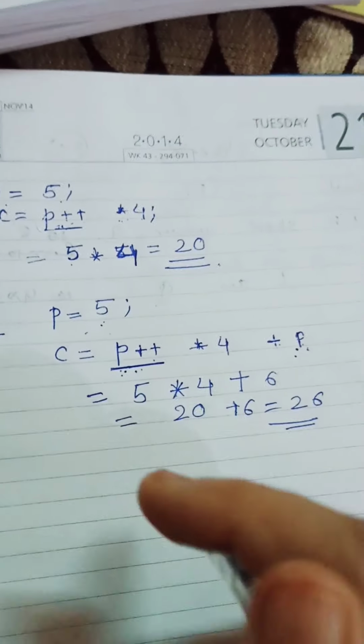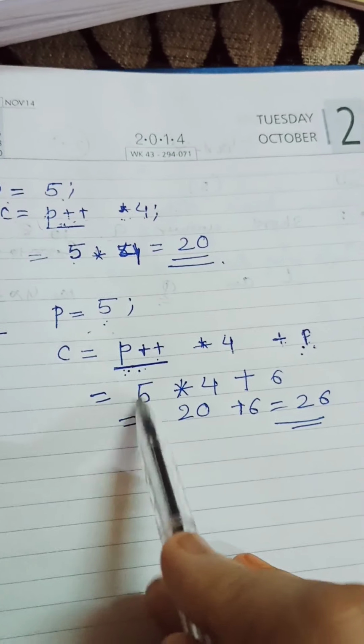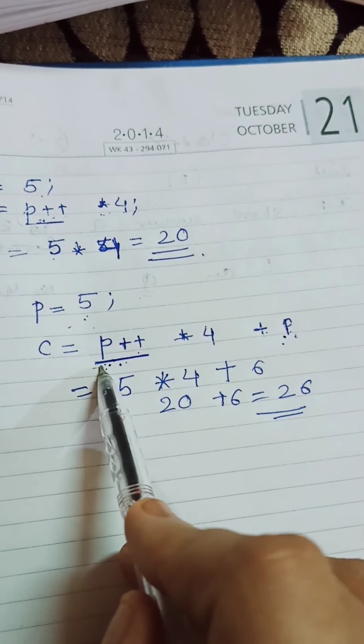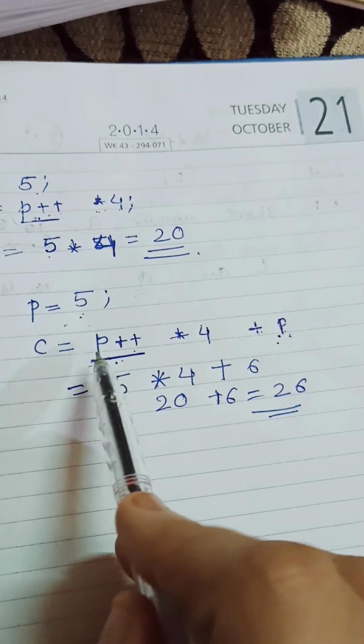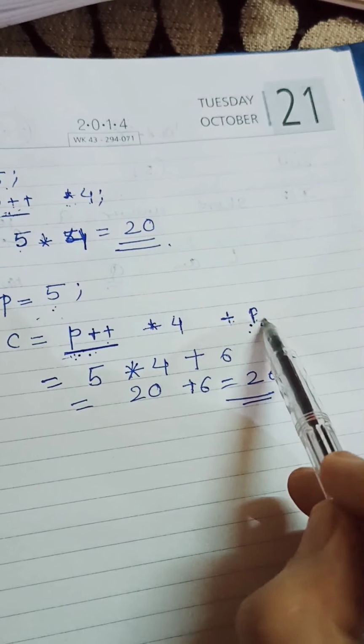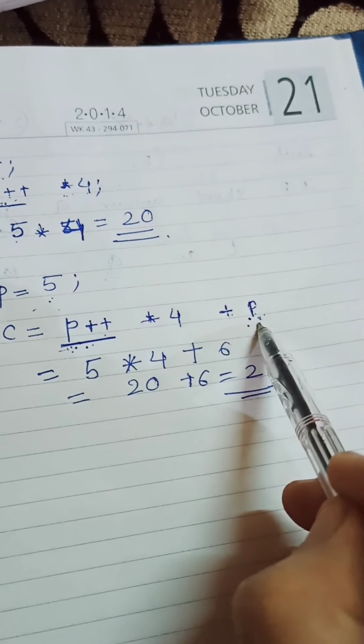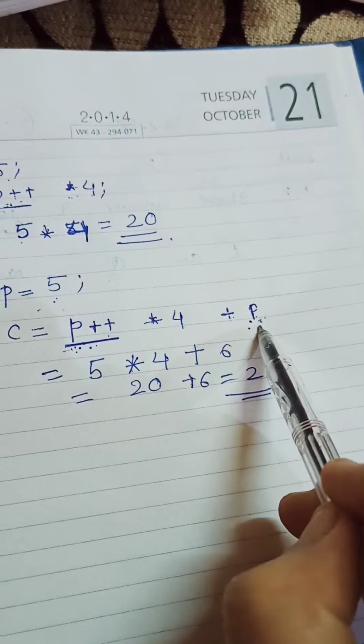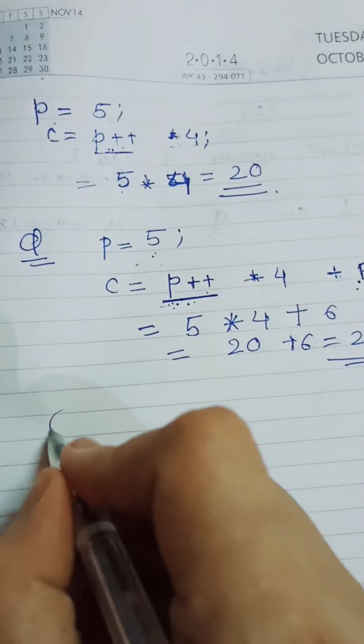The thing is, when you find a postfix at the start of a statement, you will not increment at that time. You will wait for that operand to come up the second time, and when it comes the second time, only then will you increment that variable. Okay, now take an example of another question.